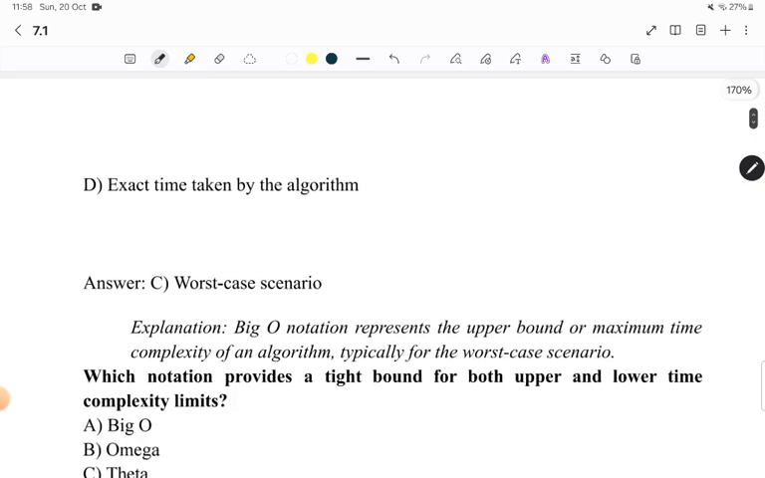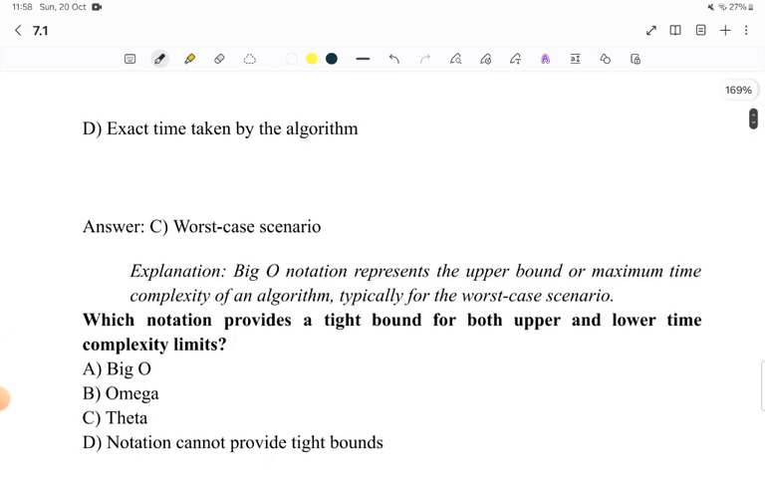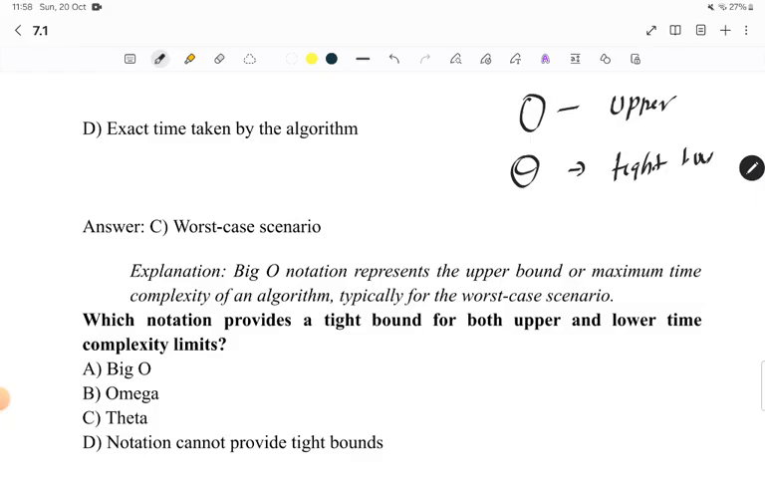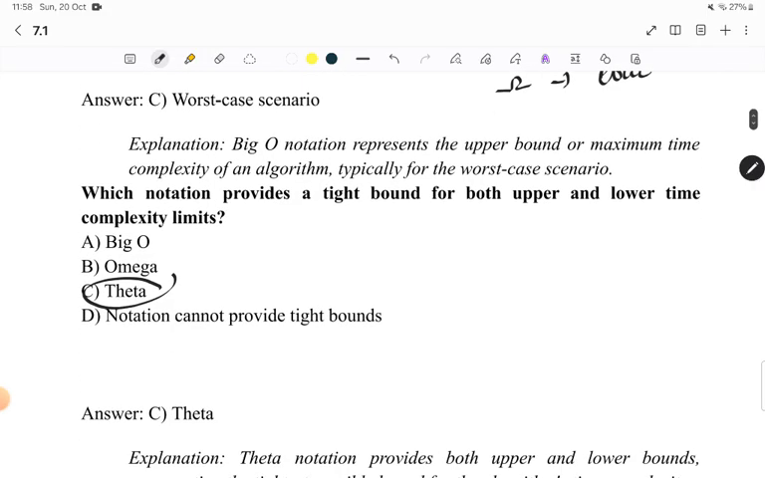Next, which notation provides a tight bound for both upper bound and lower bound? Remember, big O notation is used for upper bound. Next one is theta notation. It is used for the tight bound, for both upper and lower time, and omega is used for the lower bound. So theta is the correct answer.